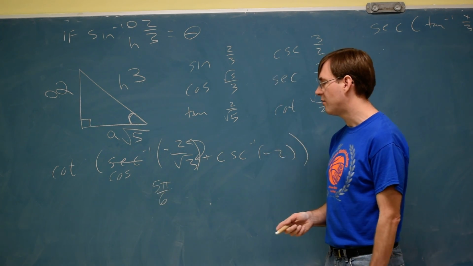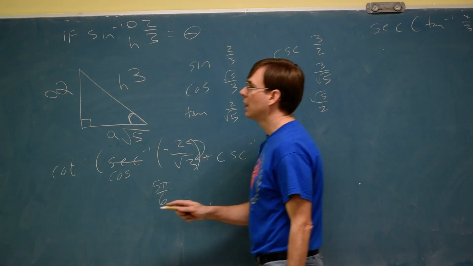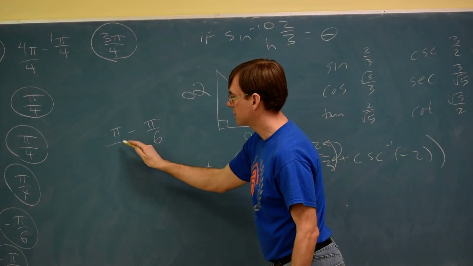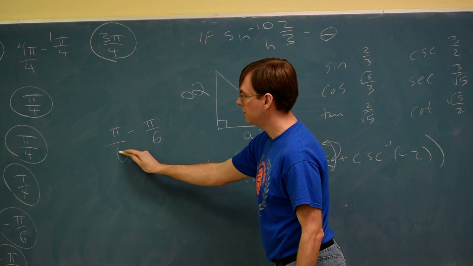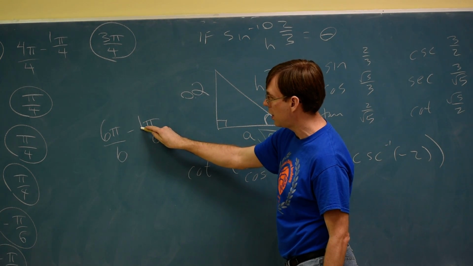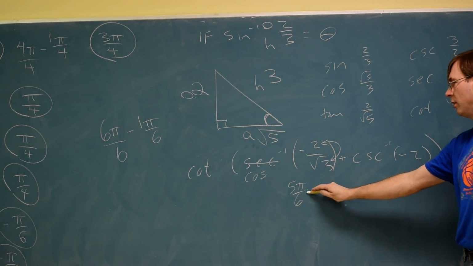That's going to end up 5 pi over 6 in the long run. If we try to do pi minus pi over 6, this is over 1, which needs to be a 6, which is friends with a 1. That's how I pulled the 5 pi over 6.